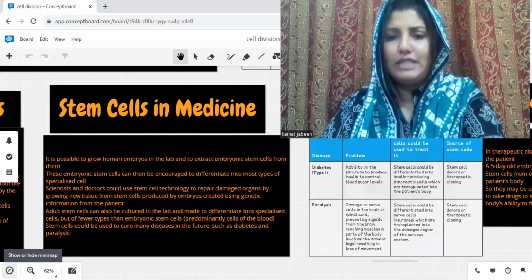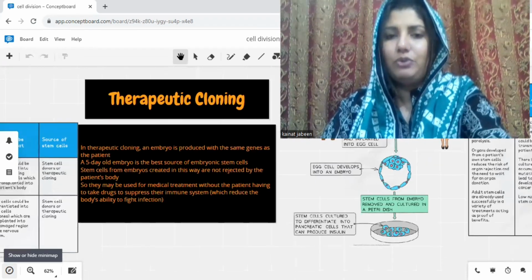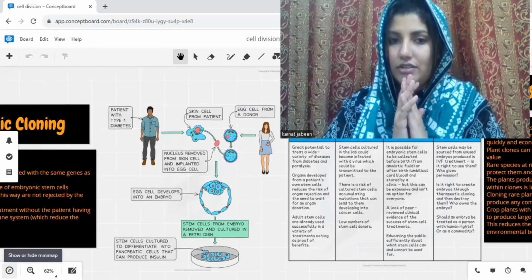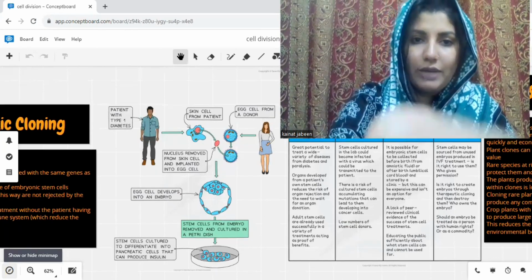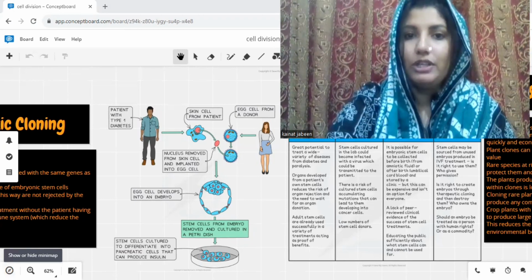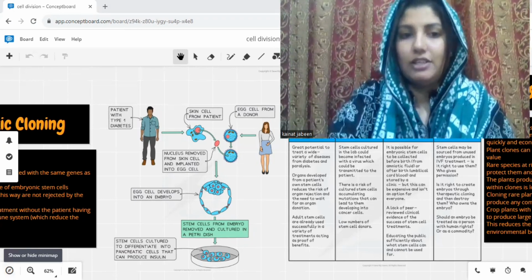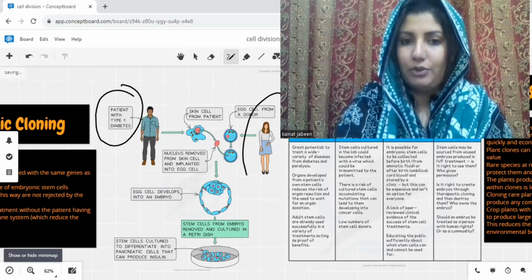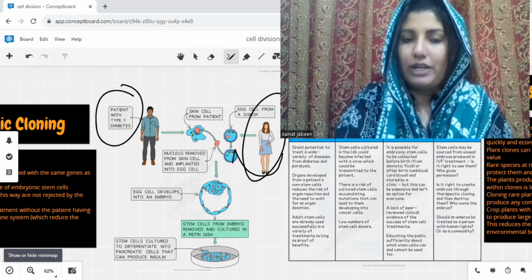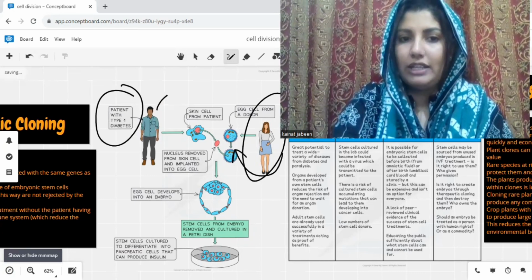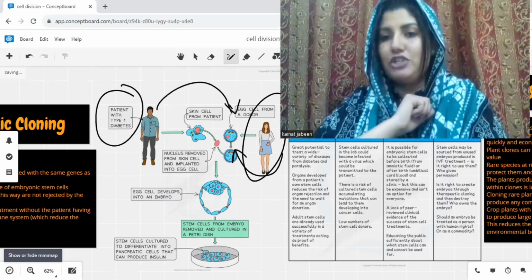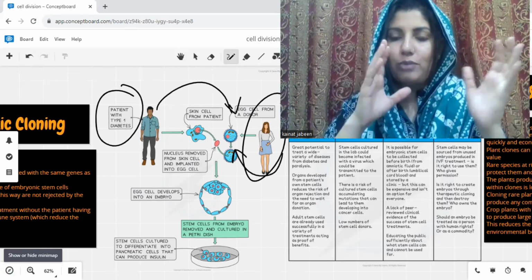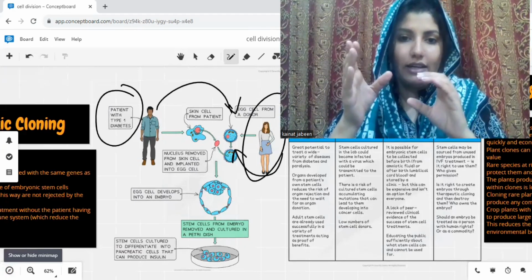Let's start. What we have to do is take the skin from the patient. You also have to take a donor who is going to give the egg. So you simply take a patient with diabetes and a donor. The donor provides the egg, and you take the skin cell of the patient that has diabetes or other paralysis, and you implant that skin cell into the egg.